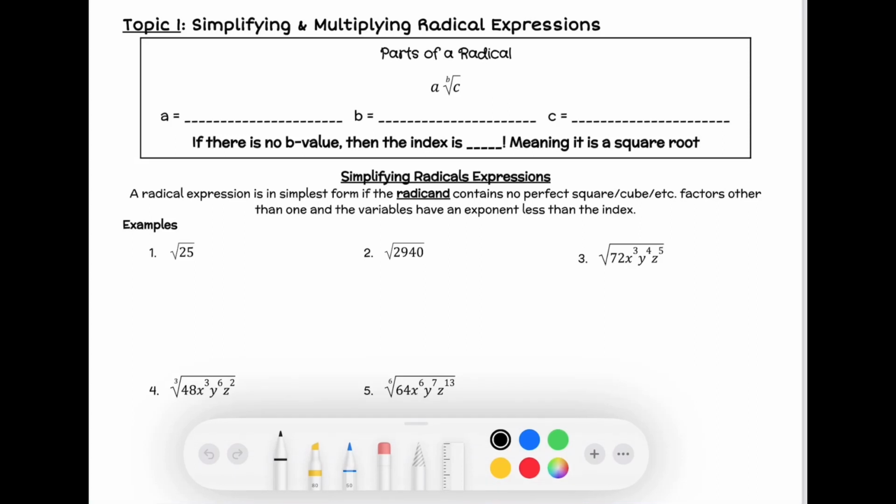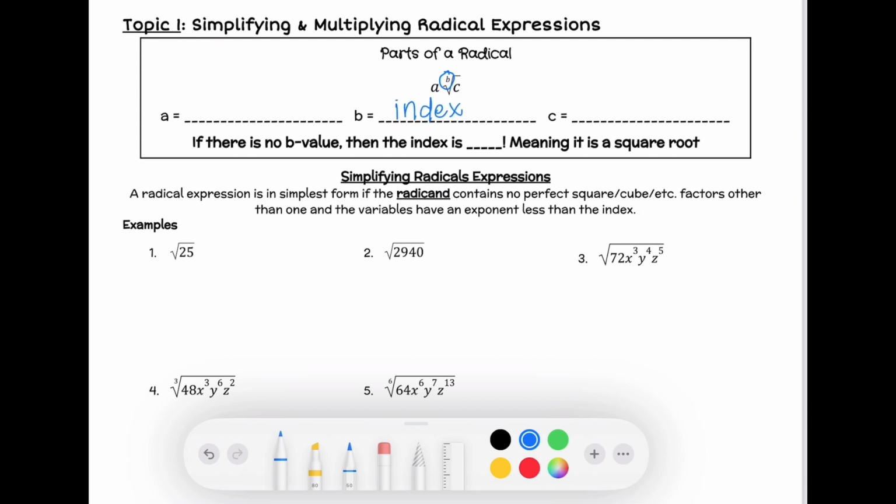All right, so we're going to go ahead and start today by talking about the different parts of a radical. So a radical is like our square root, our cube root. One of the biggest things we need to know is the index. That's going to be this b value we have right here. So that b value is called our index.